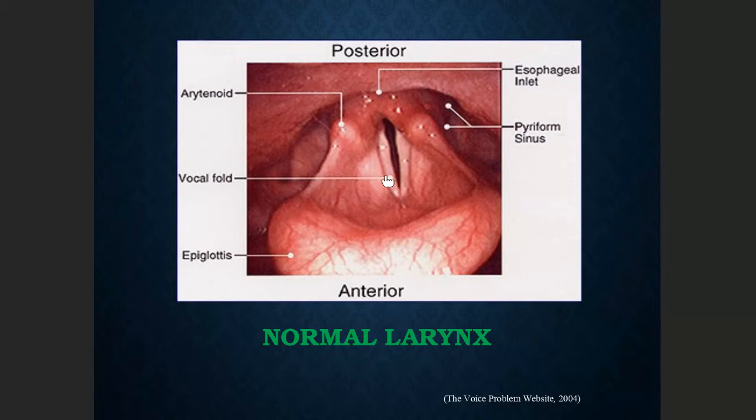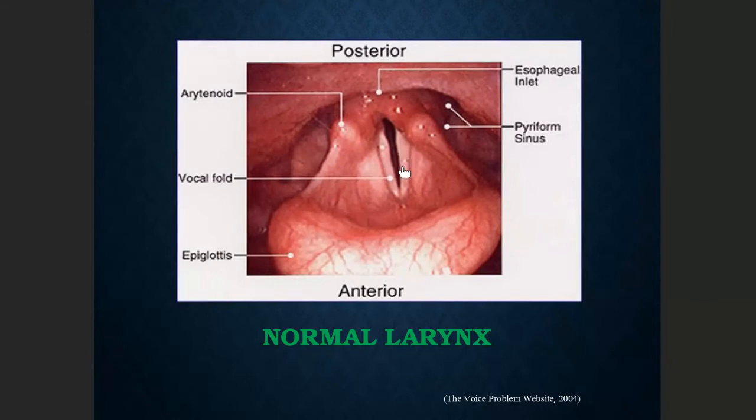So this will be the right vocal cord, and here will be the left vocal cord. How can I know this is the right or left vocal cord? First, the epiglottis will be anterior in the patient, and the arytenoid is posterior. It will not be anterior. So you are looking at the patient from here. So this is the right vocal cord, and this is the left vocal cord.